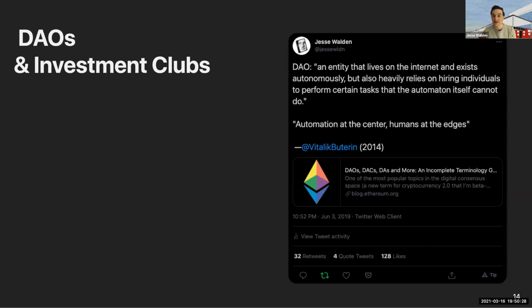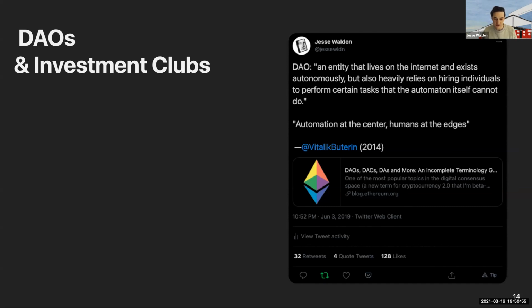He defines it as an entity that lives on the internet, exists autonomously, but also heavily relies on individuals to perform certain tasks that the automaton cannot do itself. So automation at the center, humans at the edges. That's his definition of a DAO. So let me unpack that first, before we talk about it further. Automation at the center, human at the edges, right?